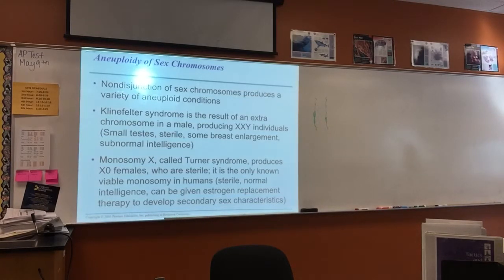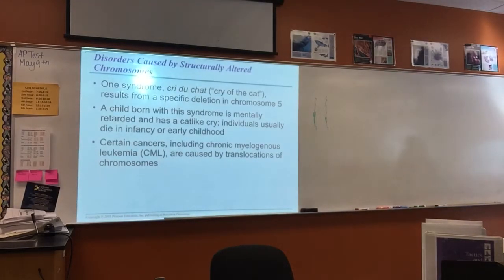And so with the 1 X for Turner syndrome, she may have lower levels of estrogen but can be given estrogen so that she can develop secondary sex characteristics as if she had 2 X's. And which is why up here with Klinefelter syndrome, the male with 2 X's can have some breast enlargement, which is characteristic of a female secondary sex characteristic by having that extra X. All right, and so that's that.